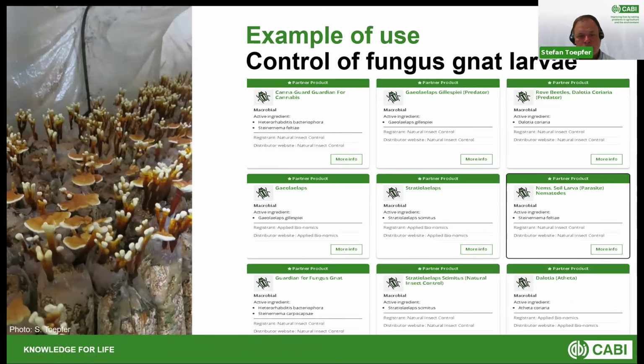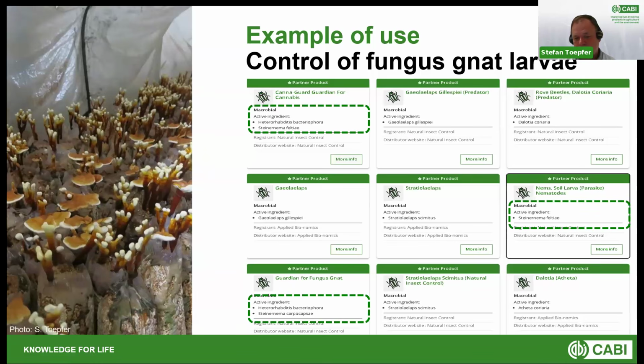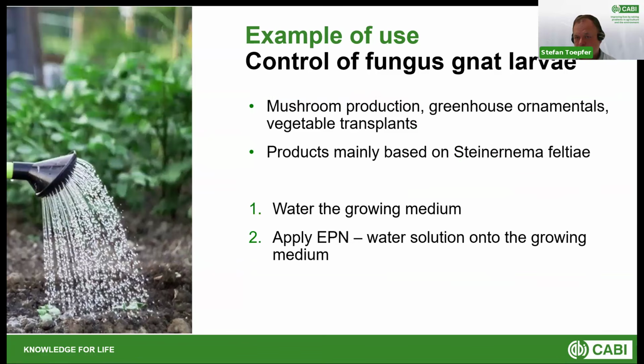I'm not talking now about the product names and so on, but you will see that there are some nematodes, Steinernema feltiae, Steinernema carpocapsae, and so on. And you can click on these products and get more information. You get the product label or information on how to apply them. For these fungus gnat larvae, this is for mushroom production because you cannot really spray mushrooms with a chemical because you will eat them. Also very common in greenhouse ornamentals and vegetable transplants, seedlings, and so on.